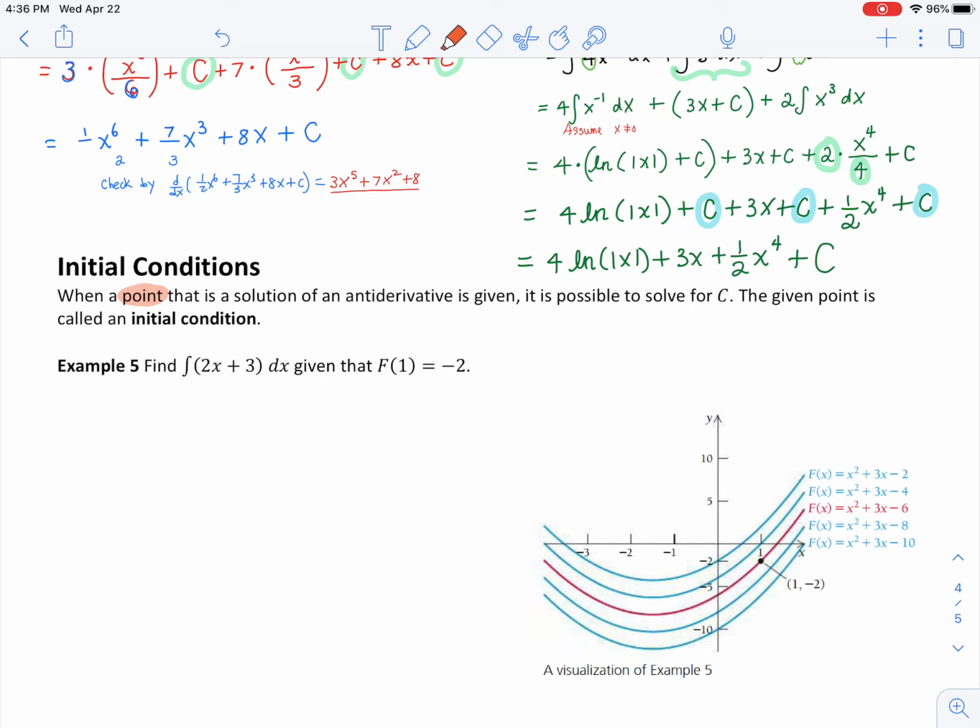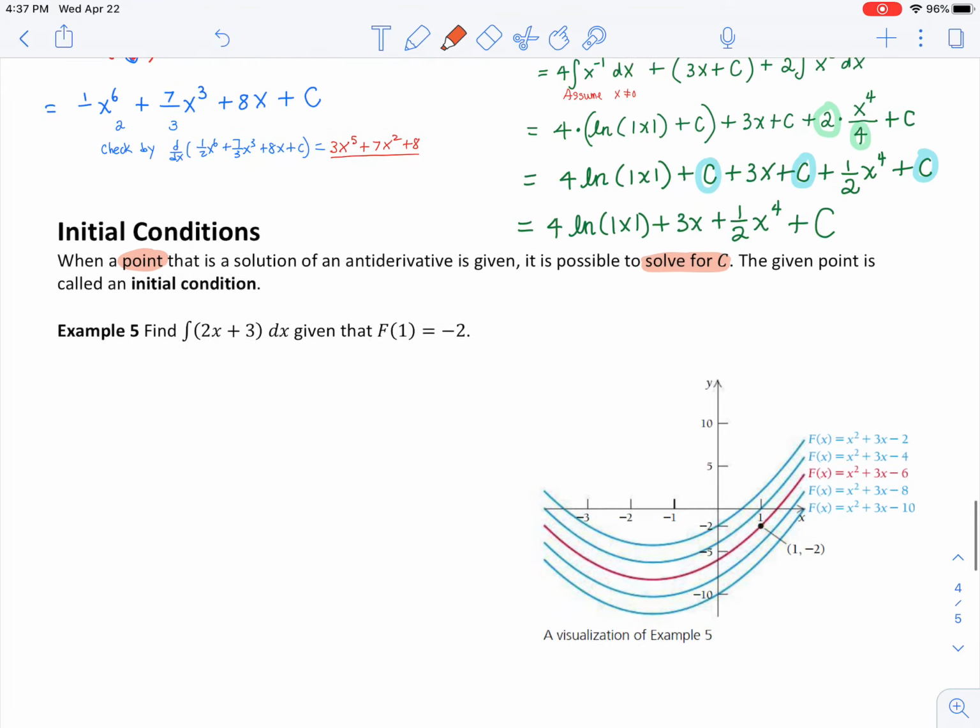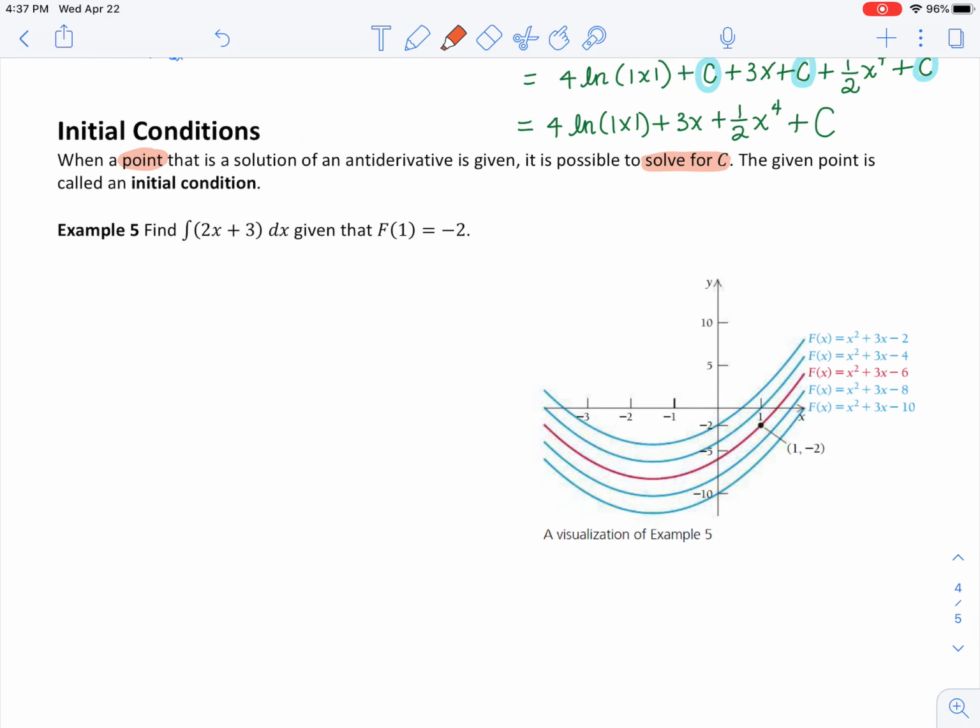All right, I'm back. Okay, so when a condition that is a solution of an antiderivative is given, now, when a point that is a solution, I'm going to highlight that word. Because what's the point, guys? A point is an x value and a y value, right? If we have a point, we can plug in that x value and y value. And with fewer variables, we may be able to solve for that one left unknown variable, and we'll be able to solve for c. So no more of that awkward plus c.